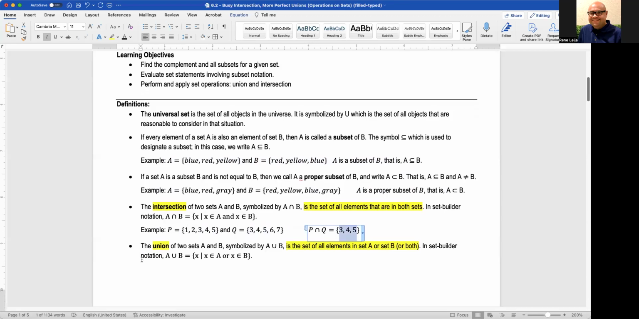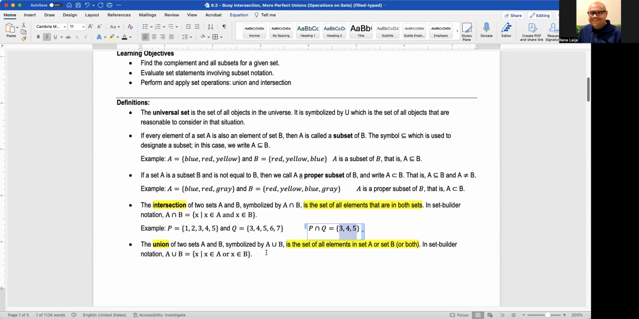Now, the union of two sets, A and B, is symbolized by A union B. And that's the set of all elements that are in A or in B, or they could occur in both. So in set builder notation, this is what it looks like. A union B is the set of all X such that X is an element of A or X is an element of B.